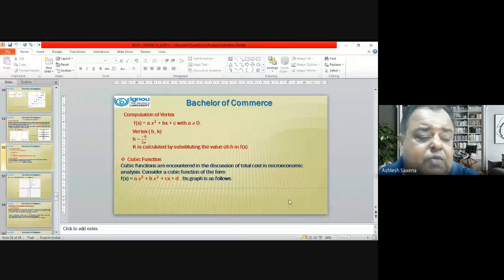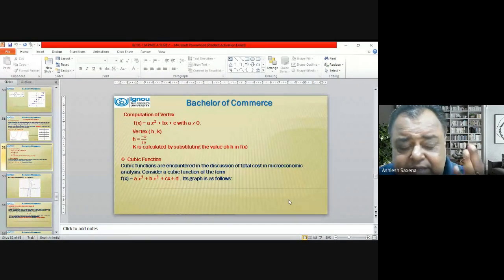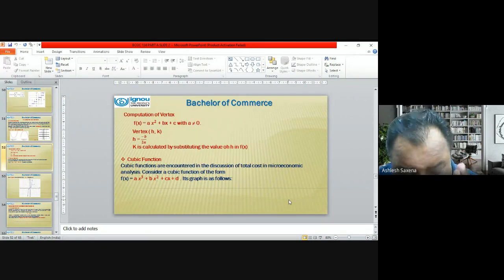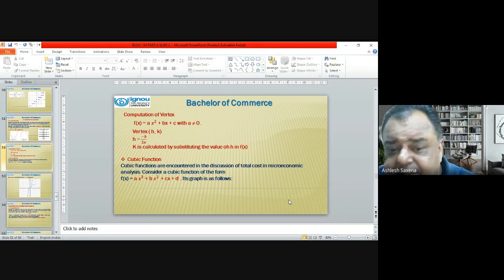Then comes your cubic function. A cubic function means a function which has the power of the variable as 3. In quadratic, it is 2. In linear, it is 1. The normal form of a cubic function is ax cubed plus bx squared plus cx plus d. Another thing is, what will be the nature of its graph?